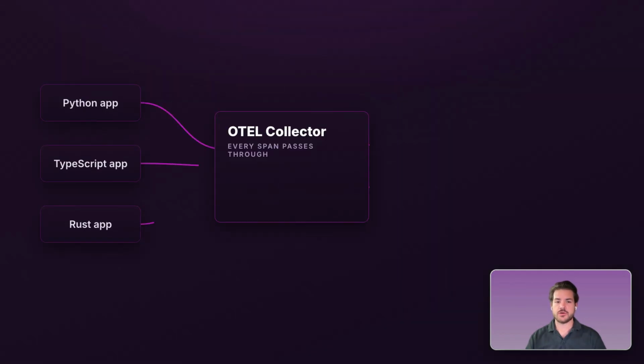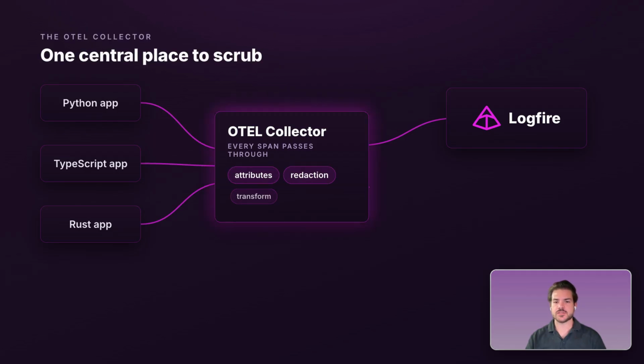Alternatively, you can use an OTEL collector, which sits between your applications and Logfire and processes all spans that pass through it. The collector approach is especially powerful. It's one central place to apply scrubbing rules across all your services, with no application changes required. And from there, you can fan the same data out to other destinations.